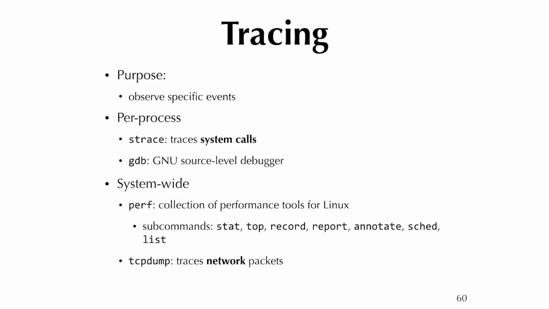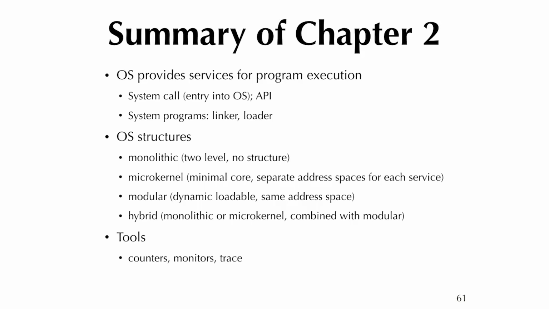Tracing, you can do tracing of system calls using strace. GDB is a source-level debugger. Now, it itself is not strictly speaking a system program, but it helps. And perf is the Linux tool suite that includes stat, top, record, report, annotate, and list, and tcpdump to trace network packets. Okay, so that's chapter 2, and you can read the textbook just for additional information.